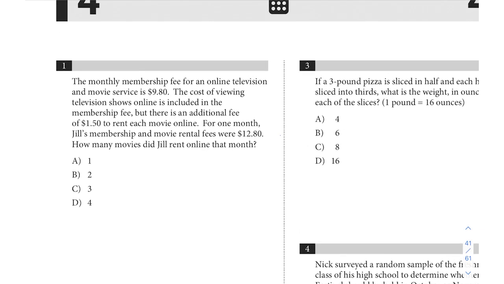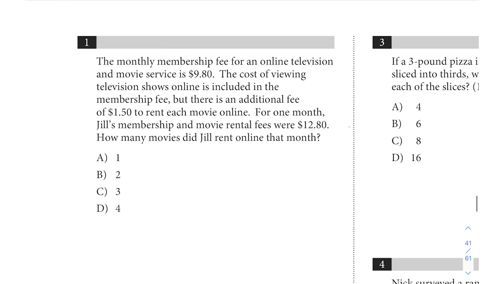So for question 1, it says the monthly membership fee for an online television and movie service is $9.80. The cost of viewing television shows online is included in the membership fee, but there is an additional fee of $1.50 to rent each movie online. So flat fee $9.80, and then additional $1.50 per movie.